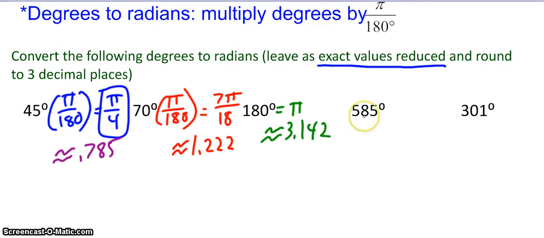I want you to try and do 585 degrees and 301 degrees. And again, both have the exact value reduced and the decimal equivalent. So pause the video, try that, unpause when you're ready to check.